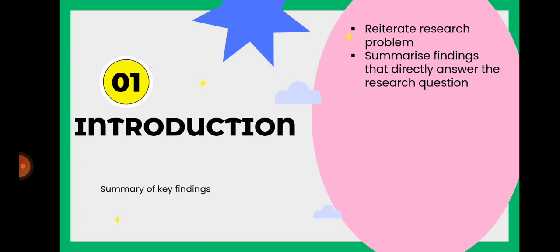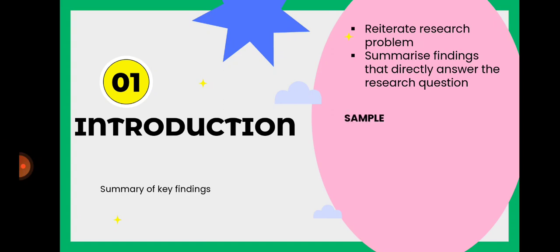So we have to give whatever research findings we have already stated in the results section. We have to give a brief overview of the results section, and then we have to go to the research question and summarize the findings on the basis of the research question that directly answer the research question.